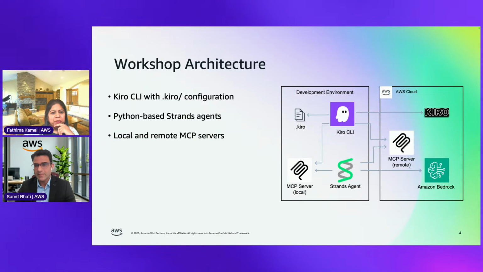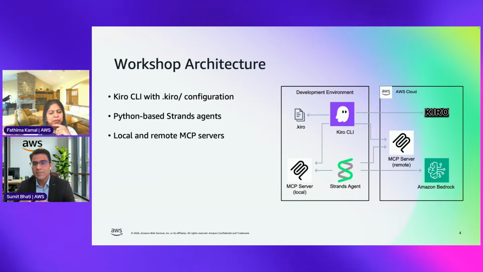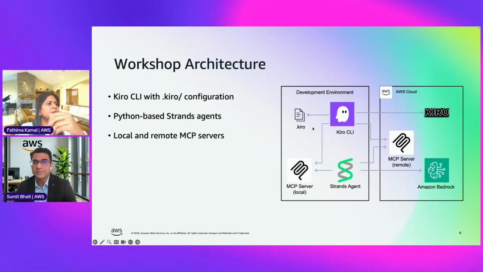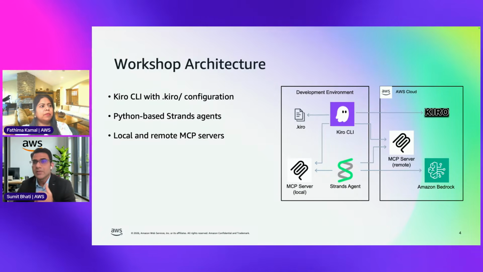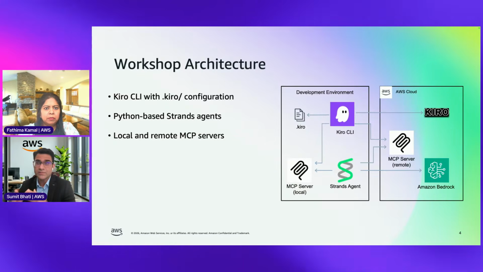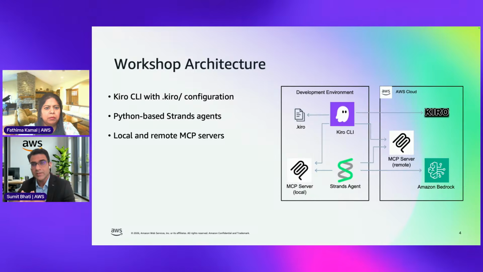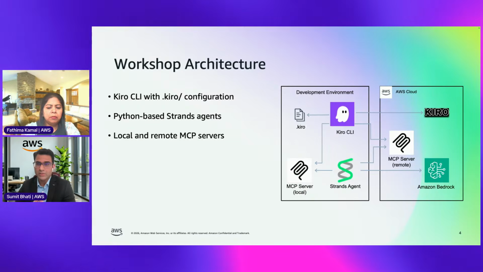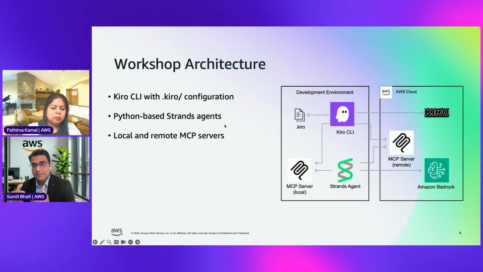All right, so this is a little deep dive into the architecture, just to give you an idea of what we are dealing with. In my development environment in VS Code, which is Visual Studio Code, I'll have a .kiro directory, which contains the configurations. You will learn how to customize Kiro CLI for interactive architecture diagrams, and this gives you programmatic control over your AI workflows. And then Strands agents, as I mentioned, are Python-based agents which leverage Amazon Bedrock models. You will also extend these agents' functionality with both local and remote MCP servers.